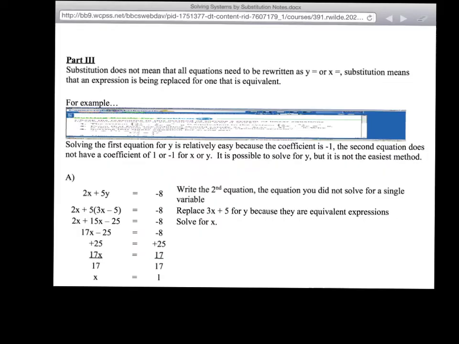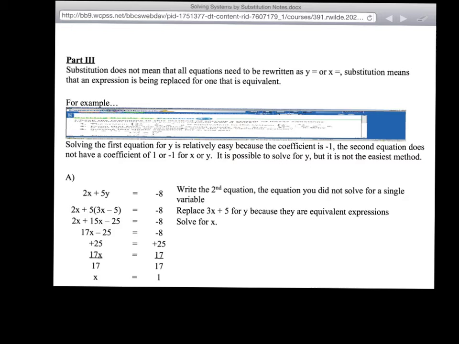Okay, now we're on to part 3. Part 3, substitution does not mean that all equations need to be written as y equals or x equals. Substitution means that an expression is being replaced for one that is equivalent. Let's look at, I'm sorry, I went too quickly. Let's look at the first system.